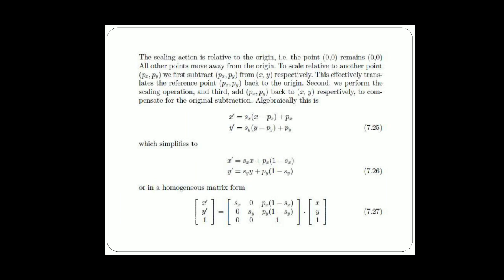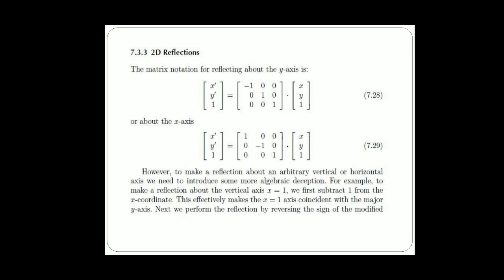[x' y' 1] = [sx 0 0; 0 sy 0; px(1 - sx) py(1 - sy) 1] into [x y 1]. So this is the matrix they are getting, that is the homogeneous matrix form of both the equations combined together, that is 7.27. Next is reflection. What is reflection? An exact opposite image of my actual image, that is called reflection.